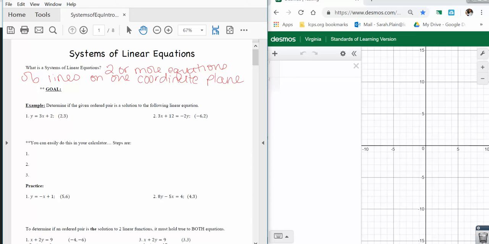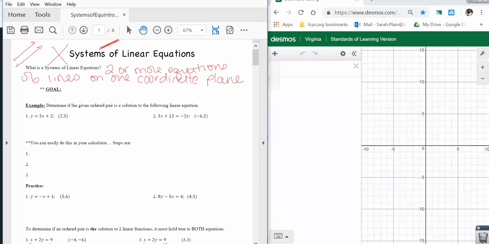So when you have more than one line on a coordinate plane, you have three technical scenarios. Those three scenarios would be parallel lines, right? Or those lines would intersect. Or one line could be stacked on top of another line. Those are really the three scenarios of graphing linear equations.